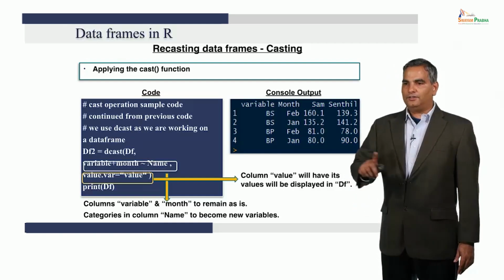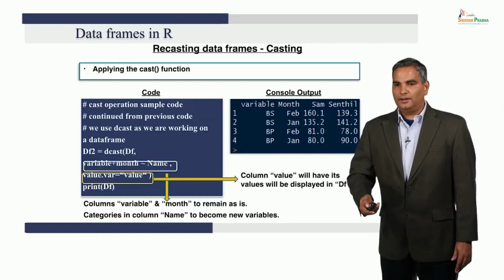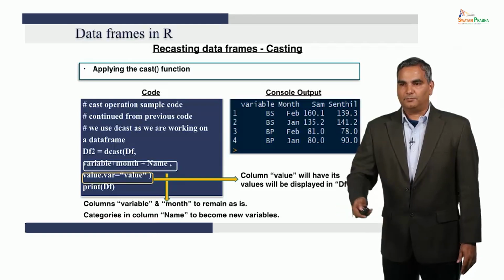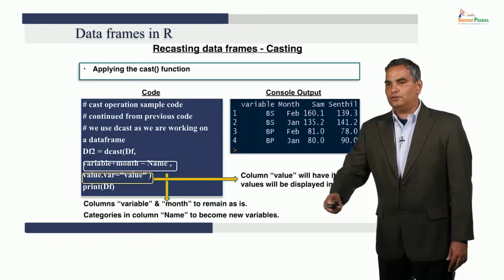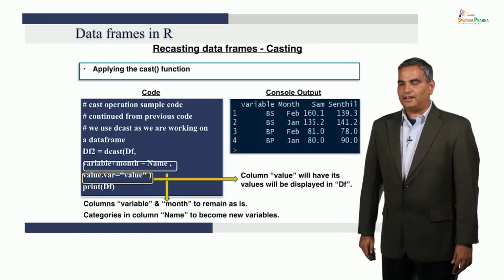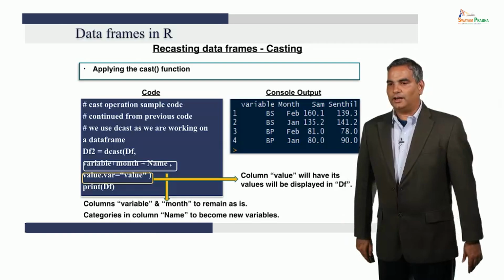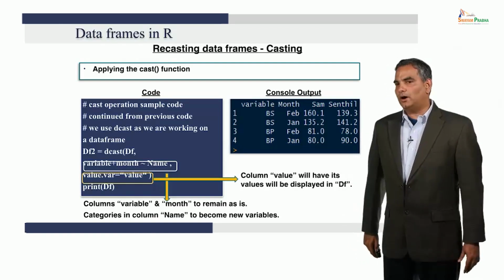Now that you have these, you need to fix the values for this. Basically, the values are the blood pressure and blood sugar values from the previous table. That's what this command says. And then you see that the data frame has been recasted in a different form where you have the format that you are interested in.